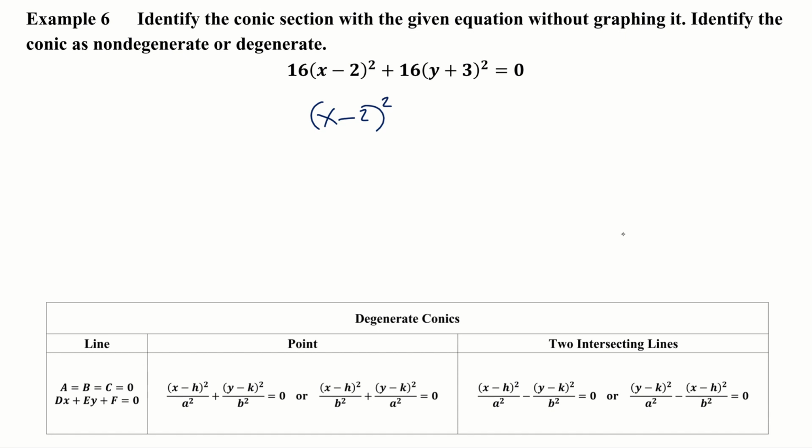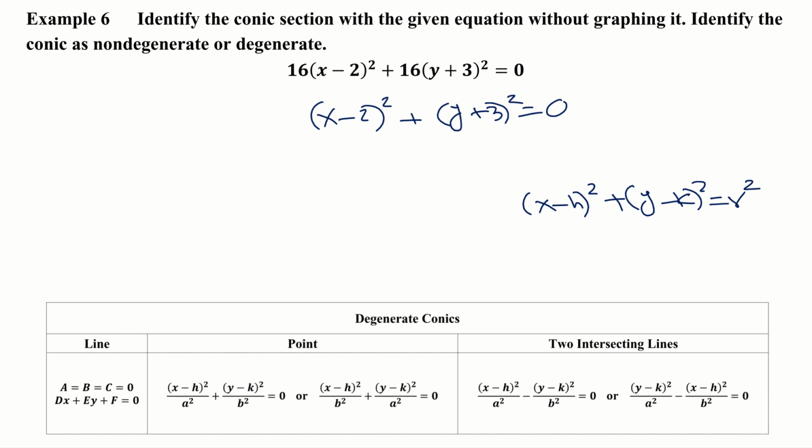x minus 2 squared, divide both sides by 16. And you end up with that, right? So now you know that if we had quantity x minus h squared plus quantity y minus k squared equals r squared, that would have been a circle, right, of radius r centered at h,k.